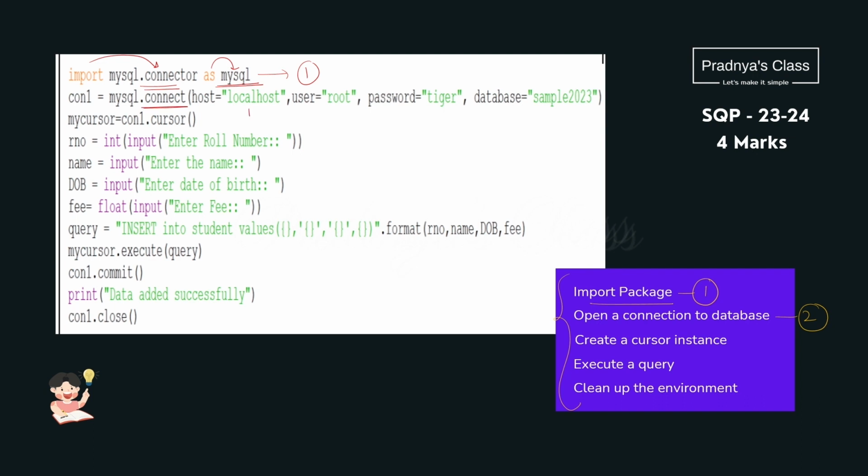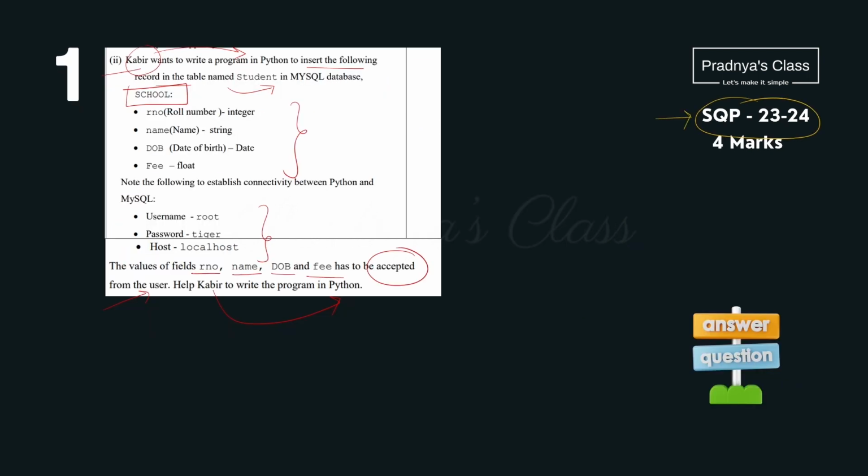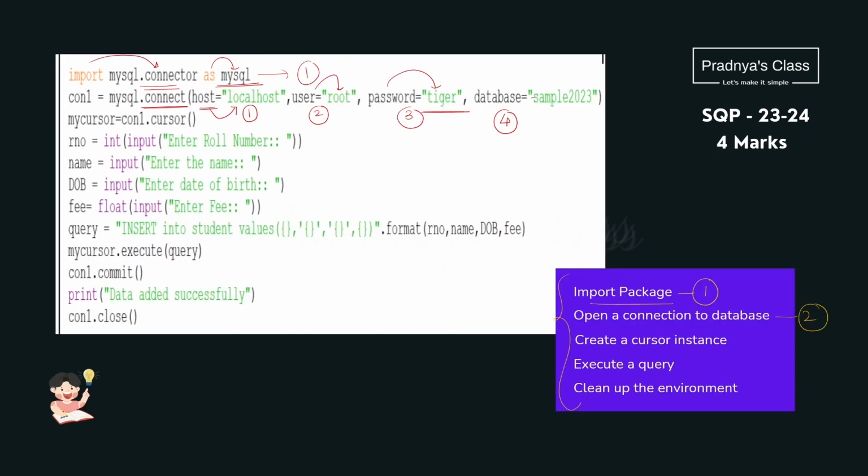According to the provided information we need to write these parameters. First parameter is host. Host equals localhost. The second parameter will be user, that is root. Here is the third parameter, password equals tiger. It is mentioned in the question. The final parameter is database. Look at the question, the name of the database is school. So we need to provide it here. If it is not mentioned, then you can write anything.